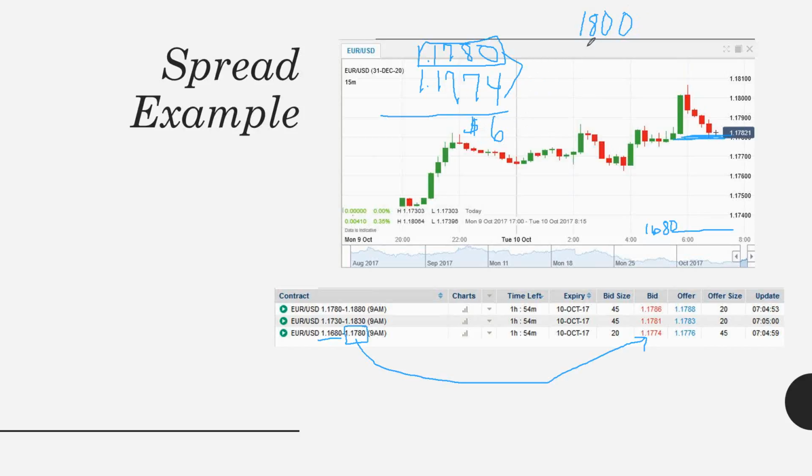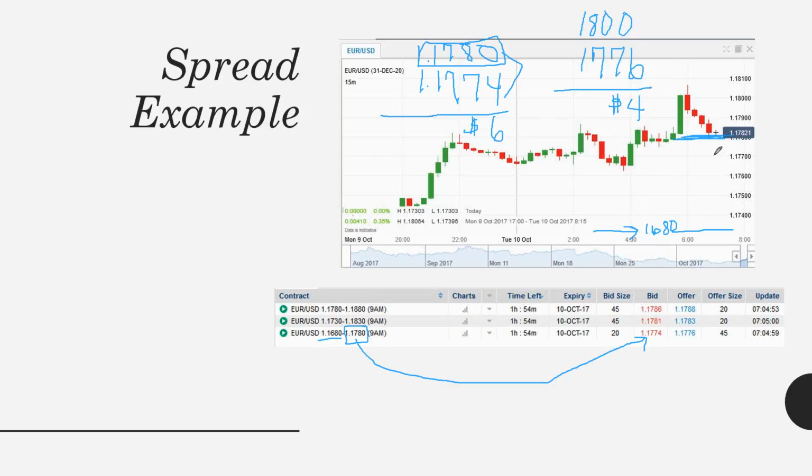But let's say the expiration value was 1776. In that case, you've actually lost $4. Does everybody understand that one? Now, what about profit? Well, this number right here, which is the floor, is going to cap your profit.